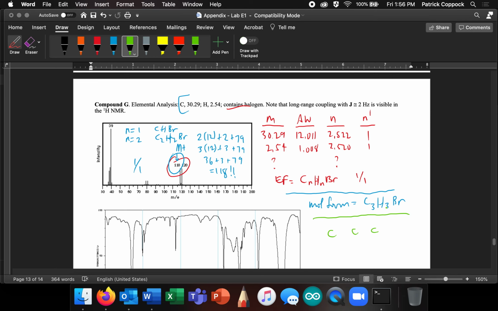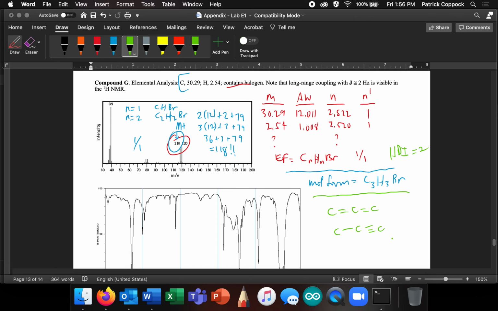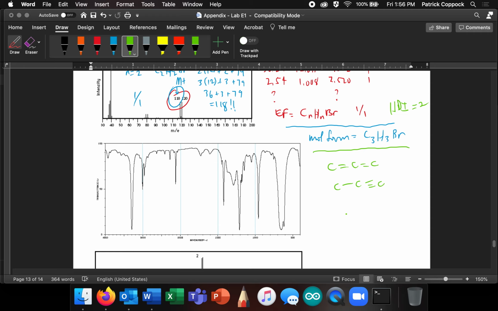So this is like C3H4. So we've got 2 degrees of unsaturation. HDI is equal to 2. That means we either have 2 double bonds, right? Or a triple bond, right? Or a double bond in a ring. Okay? Well, we're not going to consider double bonds with rings. It's really highly unusual. This is super, super unstable.